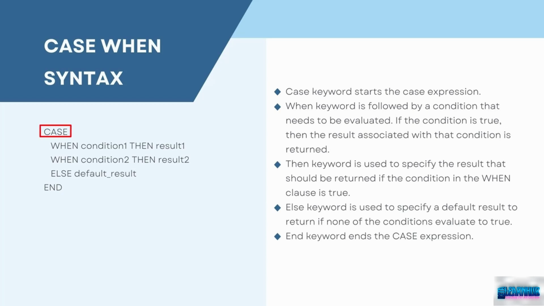The CASE keyword starts the CASE expression. The WHEN keyword is followed by a condition that needs to be evaluated. If the condition is true, then the result associated with that condition is returned. The THEN keyword is used to specify the result that should be returned if the condition in the WHEN clause is true. The ELSE keyword is used to specify a default result to return if none of the conditions evaluate to true. The END keyword ends the CASE expression.